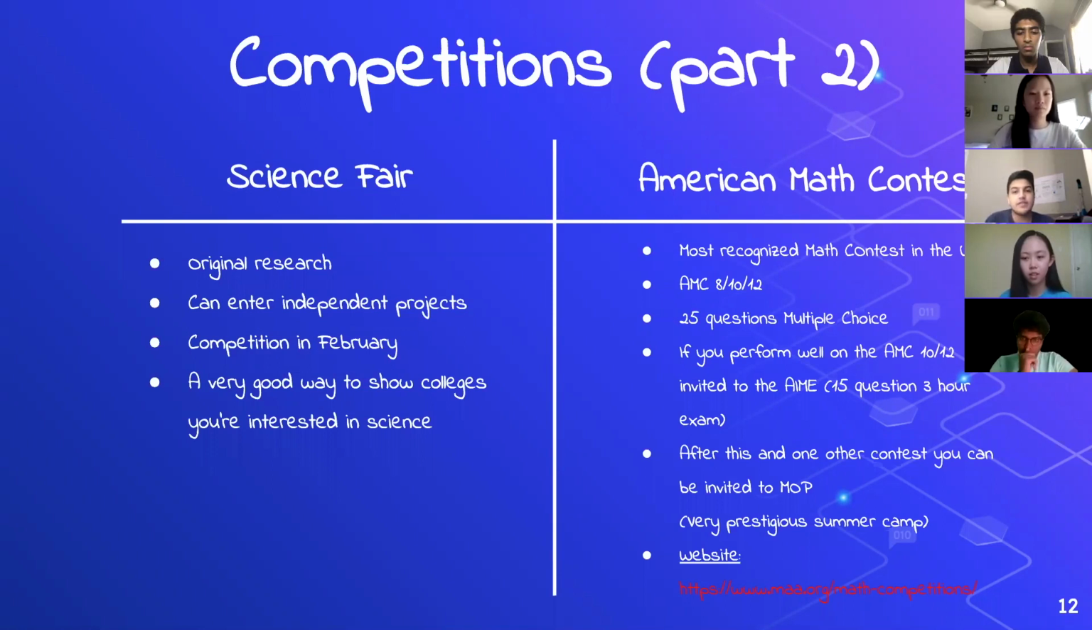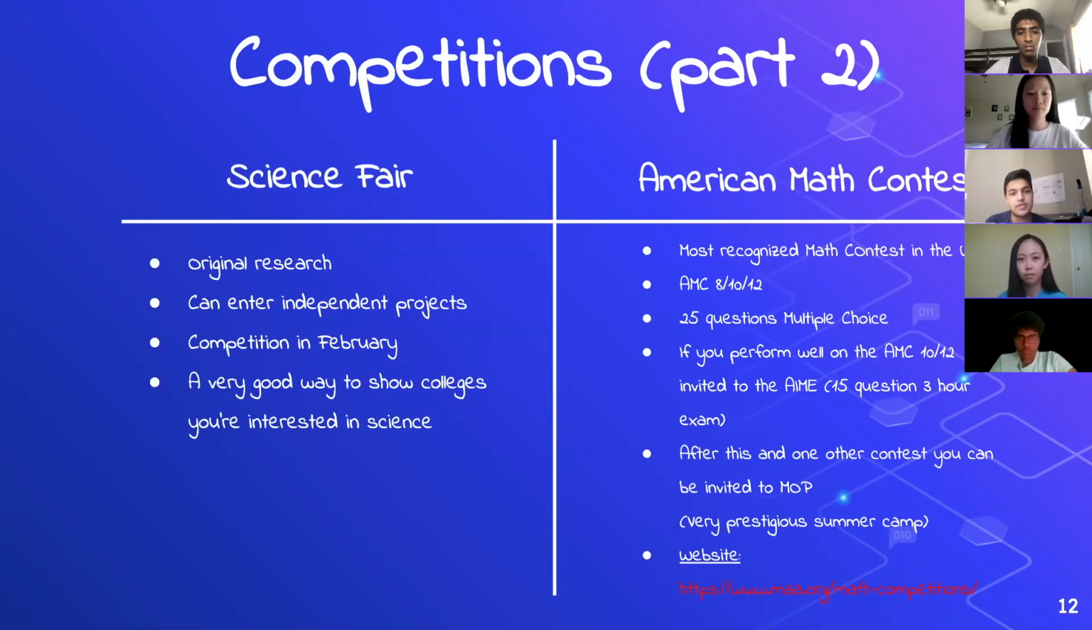Okay, and then moving on to the American Math Contest, or the AMC. Just like USACO is one of the most recognized comp sci competitions, the AMC is the most recognized math contest. There are 3 different levels: the 8, 10, and 12, and those levels are about what grade you're in. So the AMC 8 is for 8th grade and below, 10 is for 10th grade and below, and 12 is for 12th grade and below. All 3 of them are 25 questions, multiple choice.